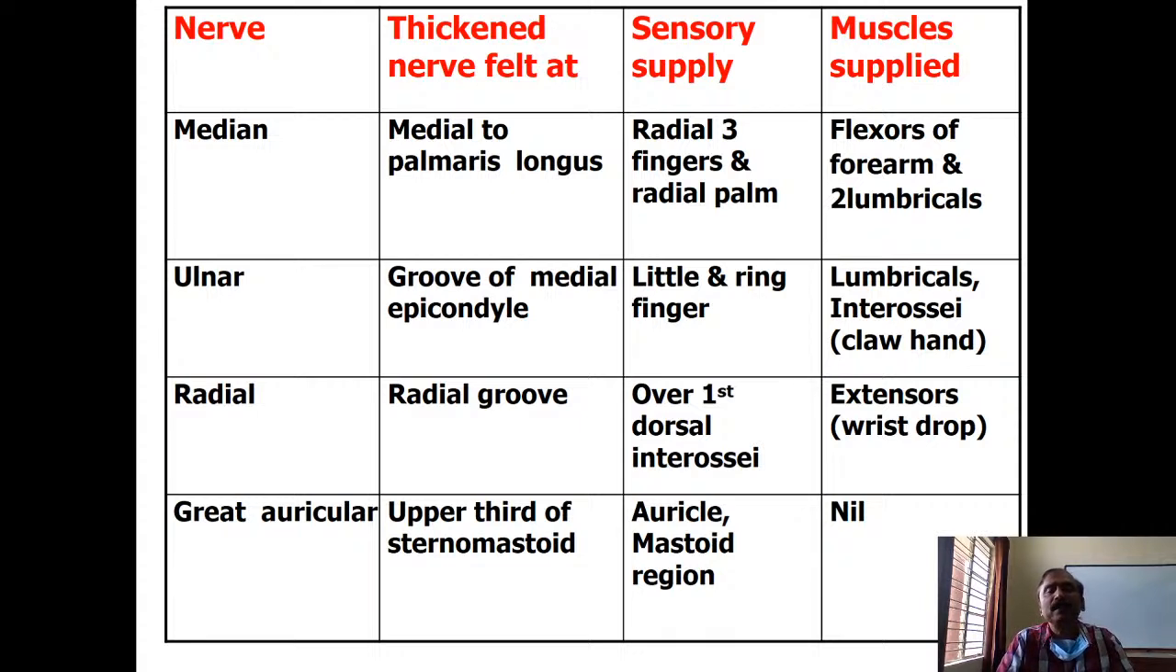Radial. Now the radial is in the radial groove, ulnar in the groove below the medial epicondyle. Radial in the radial groove supplies the first dorsal interossei and the extensors. So once that is affected, you have a wrist drop. The greater auricular is in the upper third of the sternomastoid and supplies the auricle and the mastoid region. It does not supply muscles.